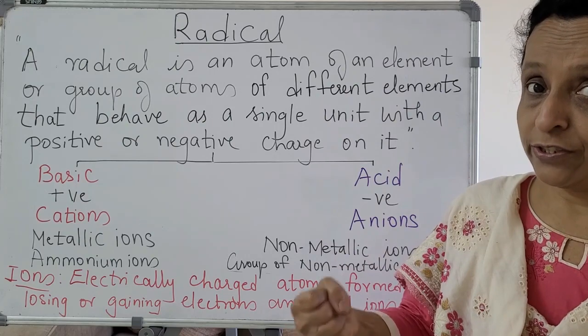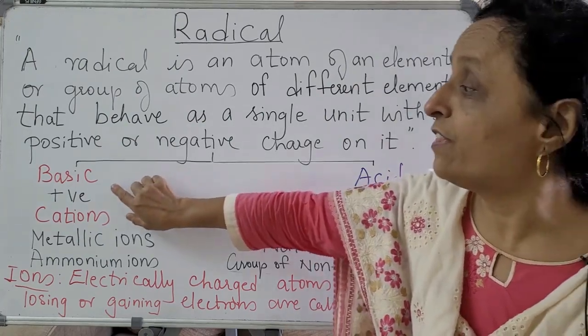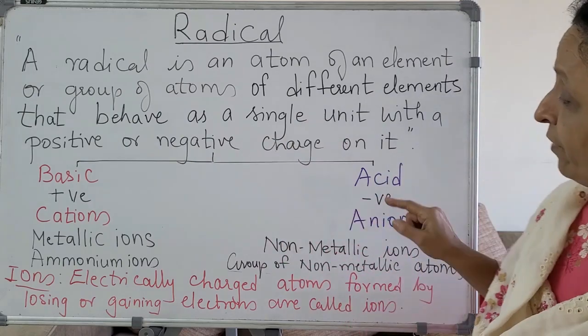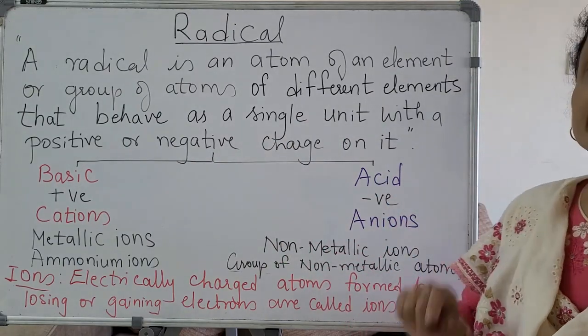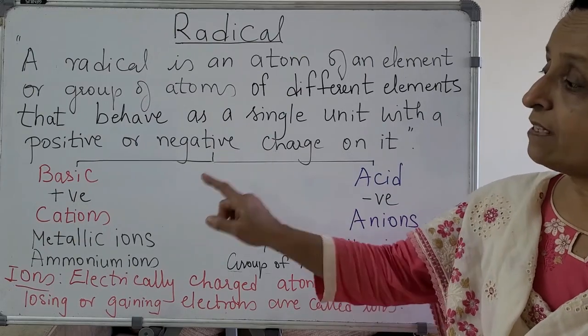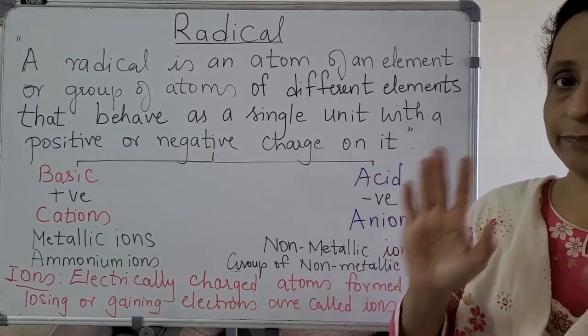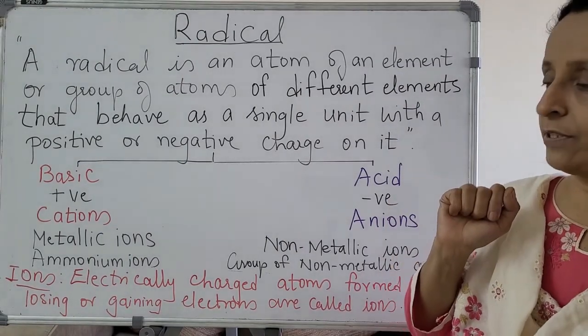Radicals with charges. Now, if they have positive charge, they are known as basic. If they have negative charge, then they are known as acidic. Basic, acidic. Positive, negative, basic, acidic. So you have to follow this much.